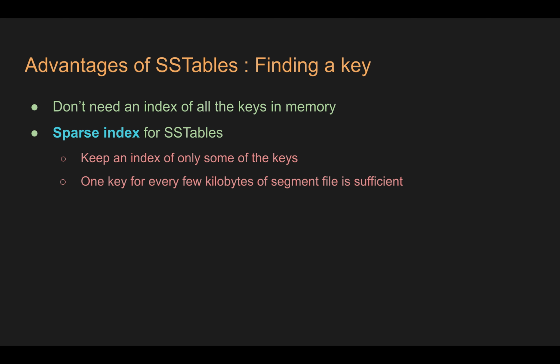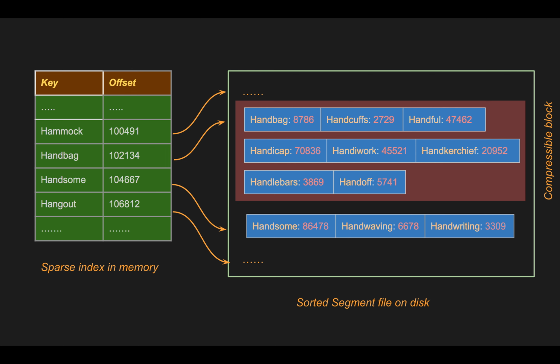Now let's look at another advantage of SSTables and how they help us in finding a key in the log file. Finding a key is also very efficient in the case of SSTables. If you have to find a particular key in the file, you no longer have to keep an index of all the keys in memory, like we did with the hash indexes. Let's see this with an example.